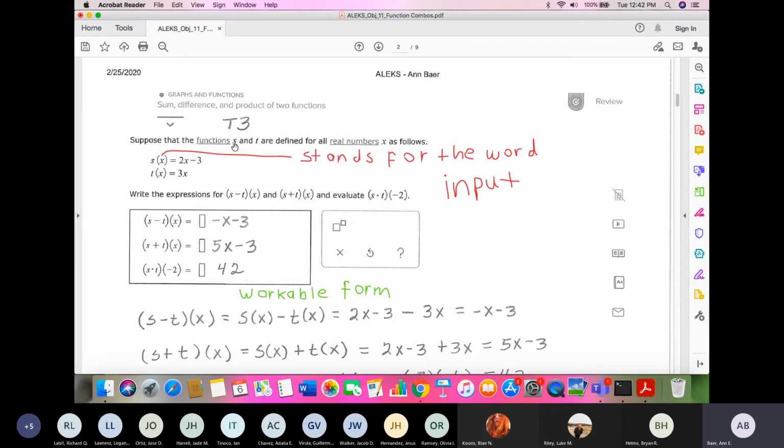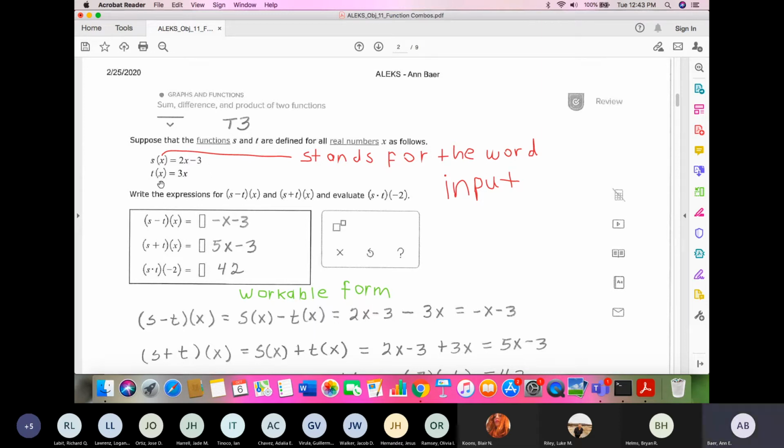Suppose that the functions s and t are defined for all real numbers x as follows. So s of x equals 2x minus 3. So this is really the y value of the s function when x is equal to whatever it's equal to. And this tells us the formula to use to find s.